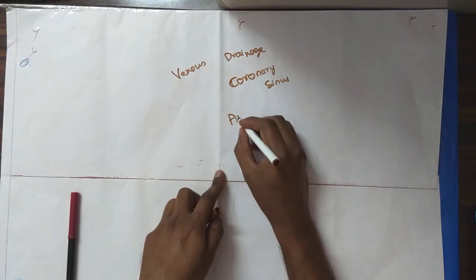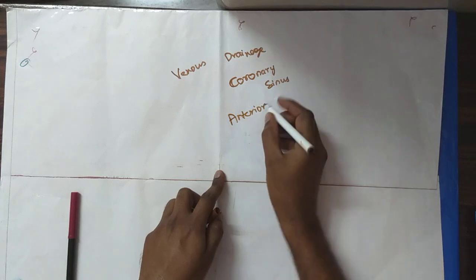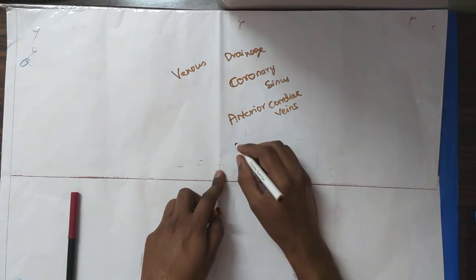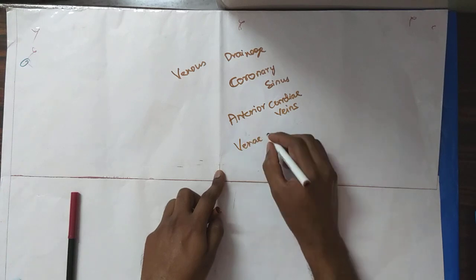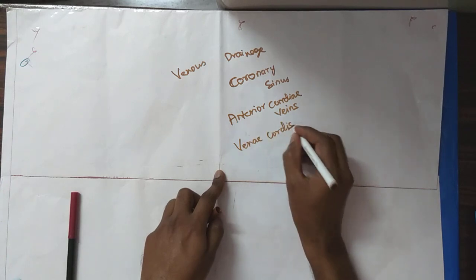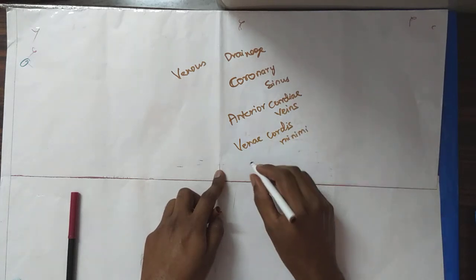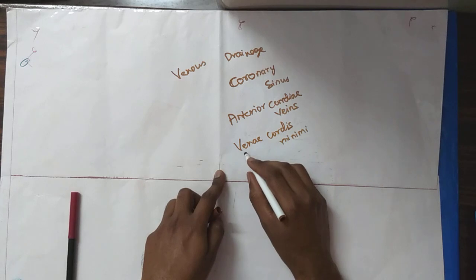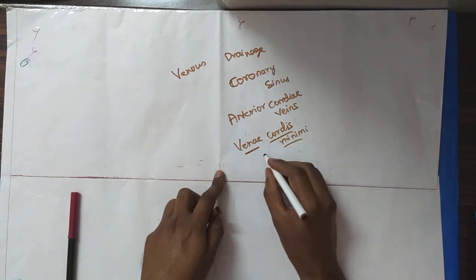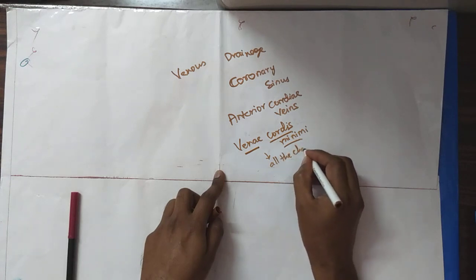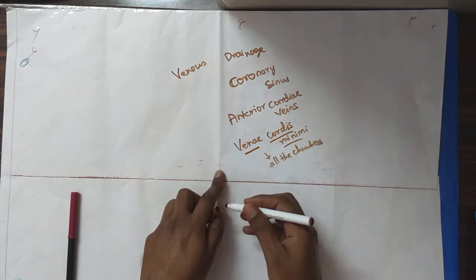Then you have anterior cardiac veins which directly drain into the right atrium, the right atrial chamber. Then you're having the venae cordis minima. So you need to go through the book. What is the other name of this venae cordis minima? Venae cordis minima are the minute veins which directly drain into all the chambers of the heart. Directly they drain the venous blood into that.